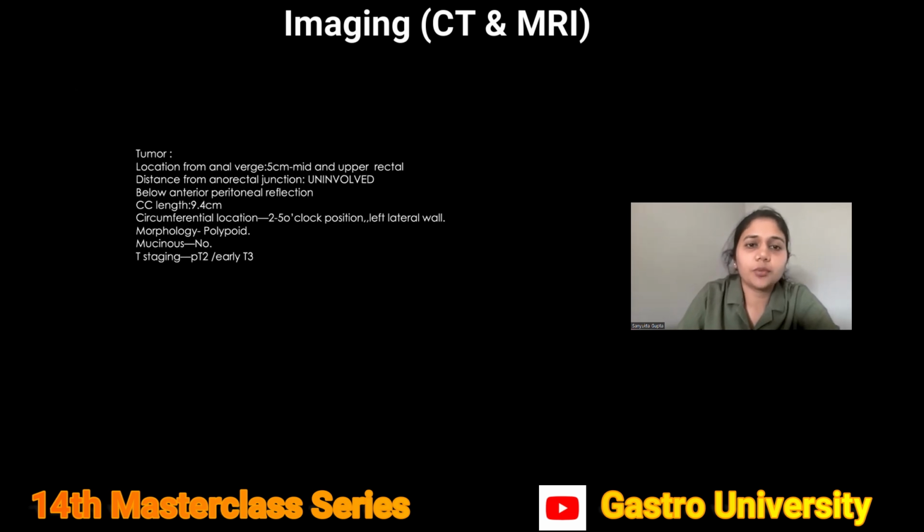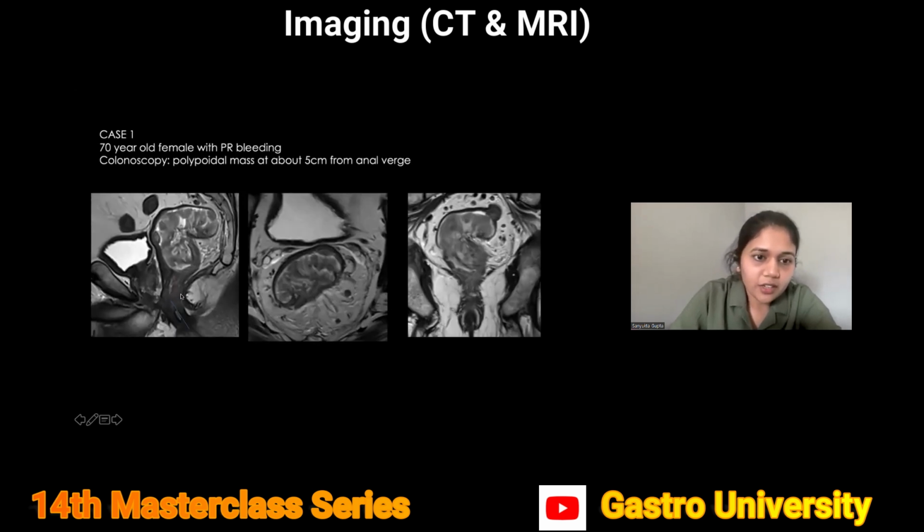So the tumor, the location from the anal verge, was 5 centimeters. It is involving the mid and the upper rectum. Then the distance from the anorectal junction. So the anorectal junction here we can see. The anorectal junction is usually defined by two anatomical landmarks. One is the internal sphincter muscles, which usually go thick at around here, and the other good landmark would be the upper limit of the puborectalis muscle. So puborectalis basically forms a sling, arising from the inferior pubic ramus to the anococcygeal raphe. And this puborectalis sling can be easily identified when we scroll the sagittal images.